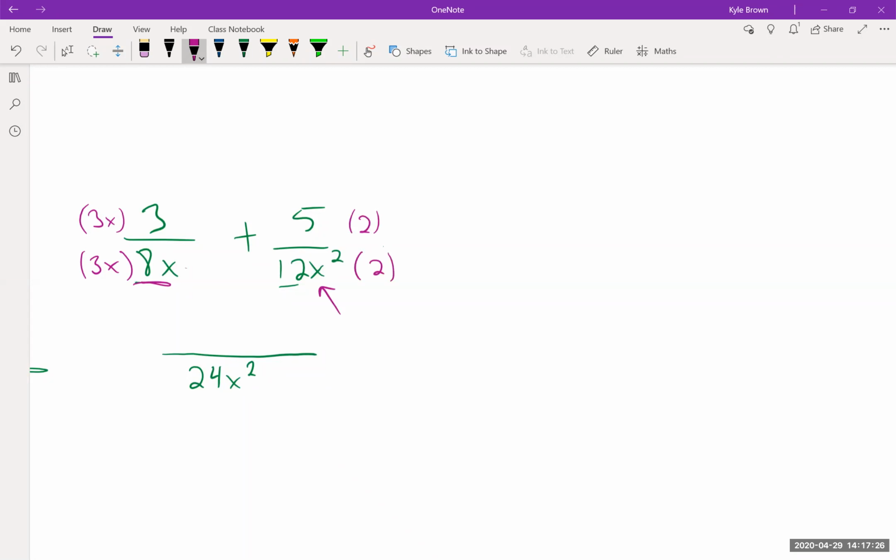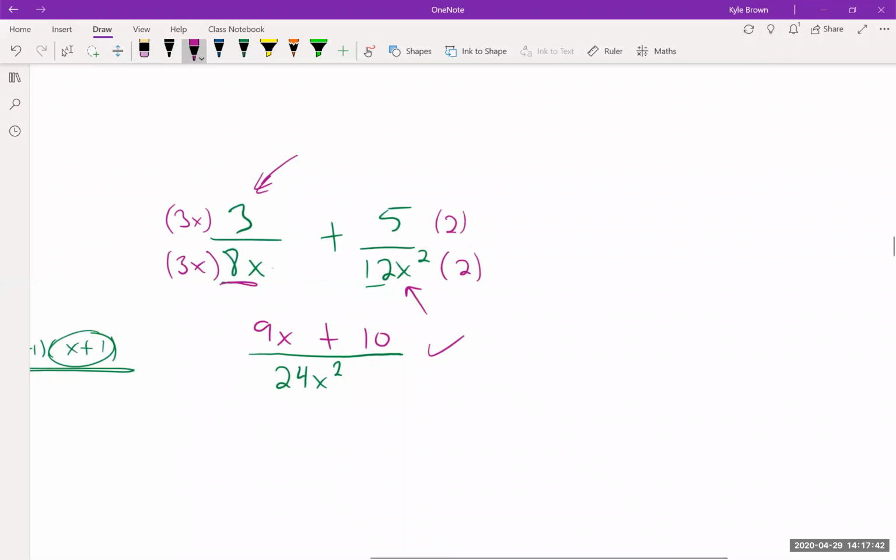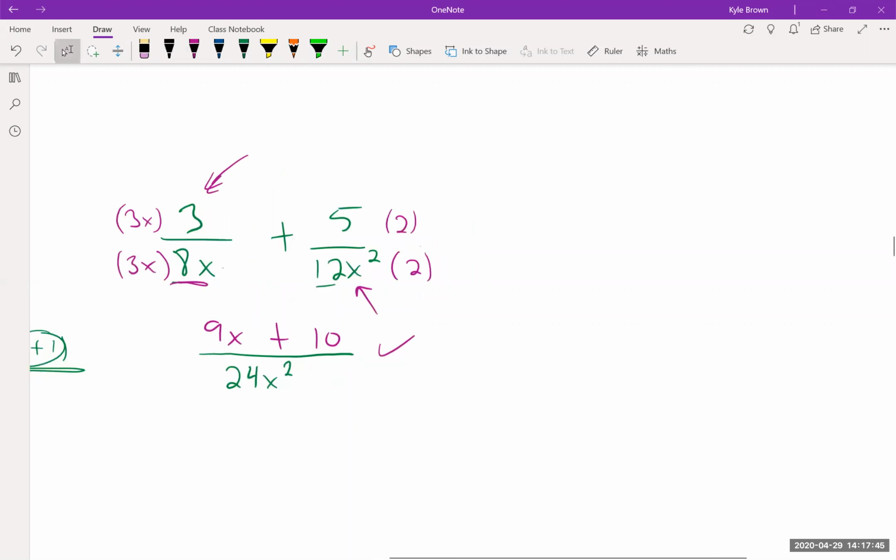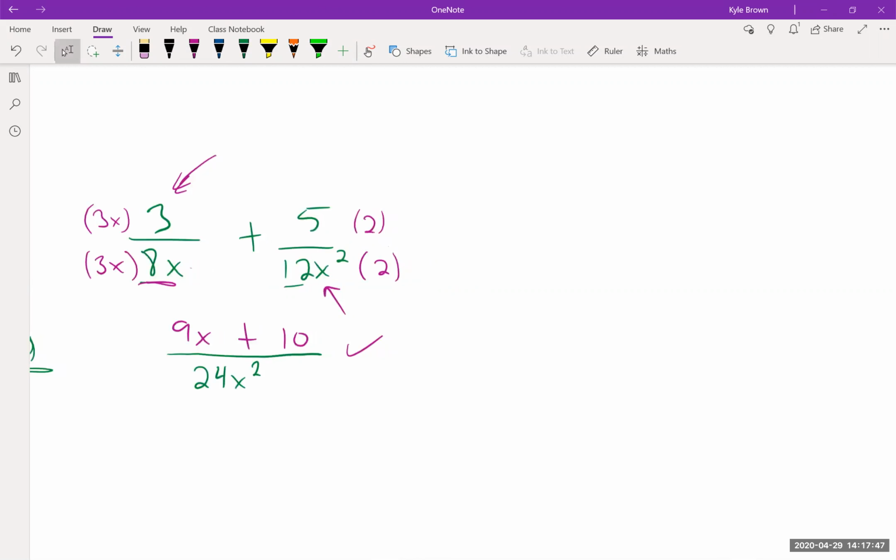All right, so now, looking back over here, the top part is 3 times 3 is 9x, plus 5 times 2 is 10. And that's it. That'd be the answer. So this is a bit more typical. If the last one kind of scared you, then don't. If you're doing better with this one, then you should feel good.